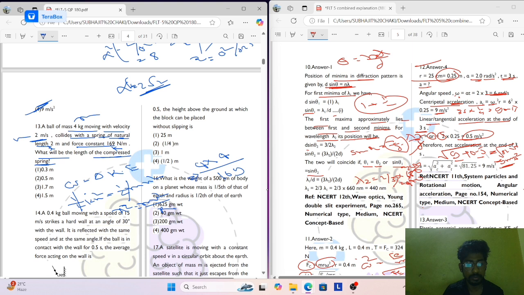So first of all, the initial length was 2. Now the length that is compressed is 0.3. So the compressed length will be the length that is compressed subtracted from the initial length, that is 2 minus 0.3, which equals 1.7 meter, right? So therefore option number 3 will be the correct option here.